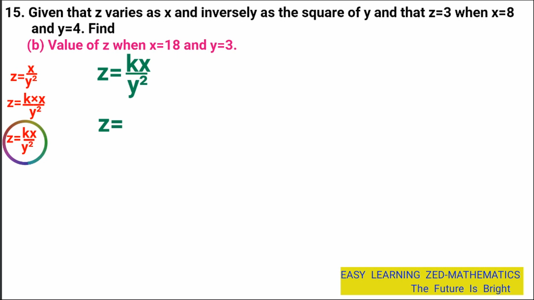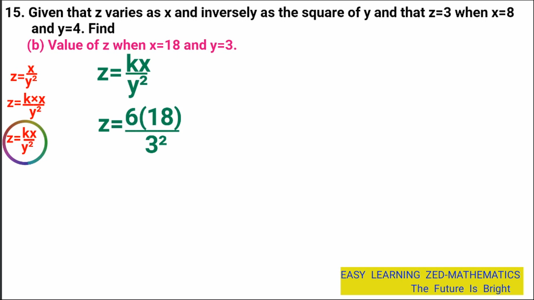Which will be equal to, as I'm sure you remember, in A we found the constant, the value of k, which is 6, multiplied by the value of x, which is given as 18, over the value of y, 3, so it's going to be 3 squared. Now I want to mention this: I'm not going to multiply 6 by 18, because I want to see what 3 squared will give me. Maybe it can be a factor of 18 or 6. So I want to see what 3 squared will give me.